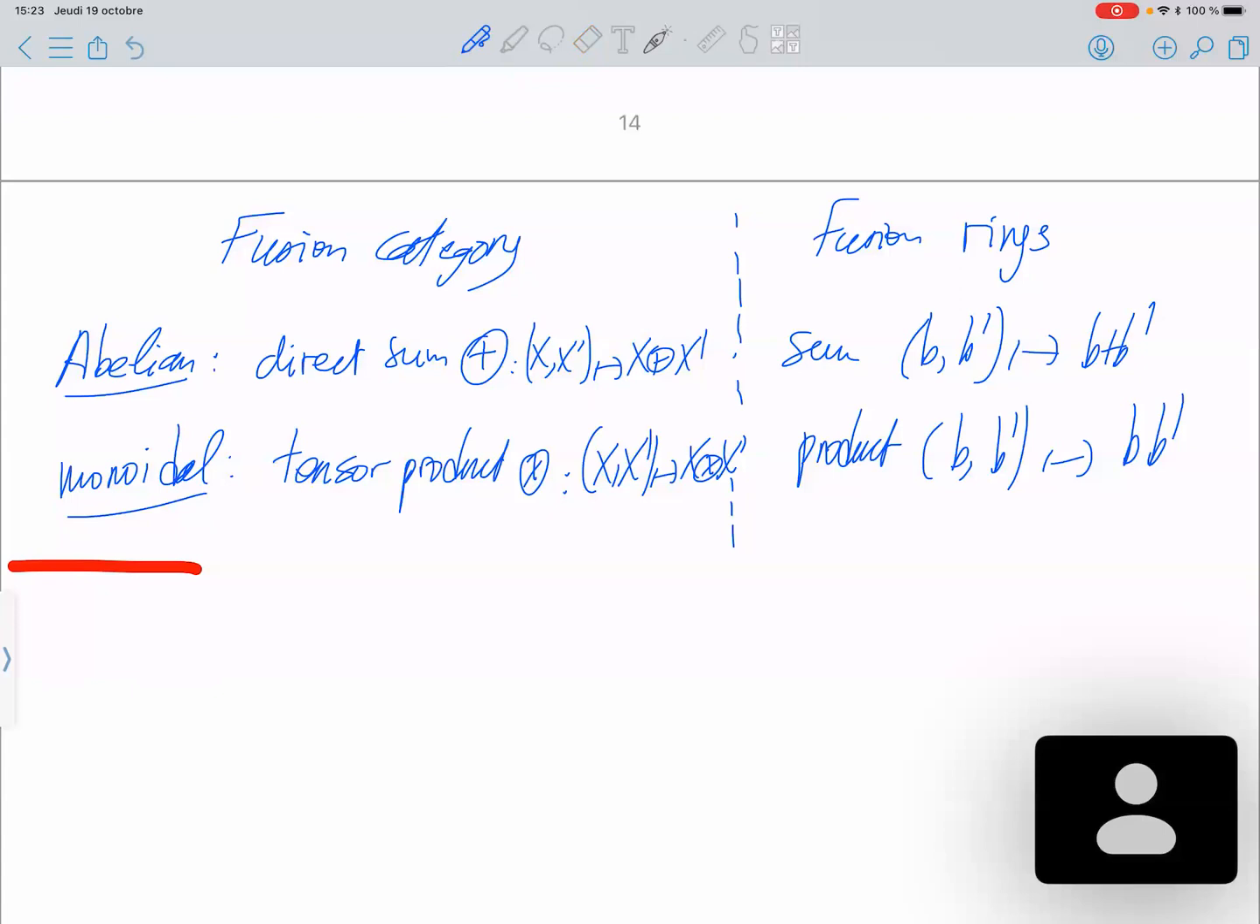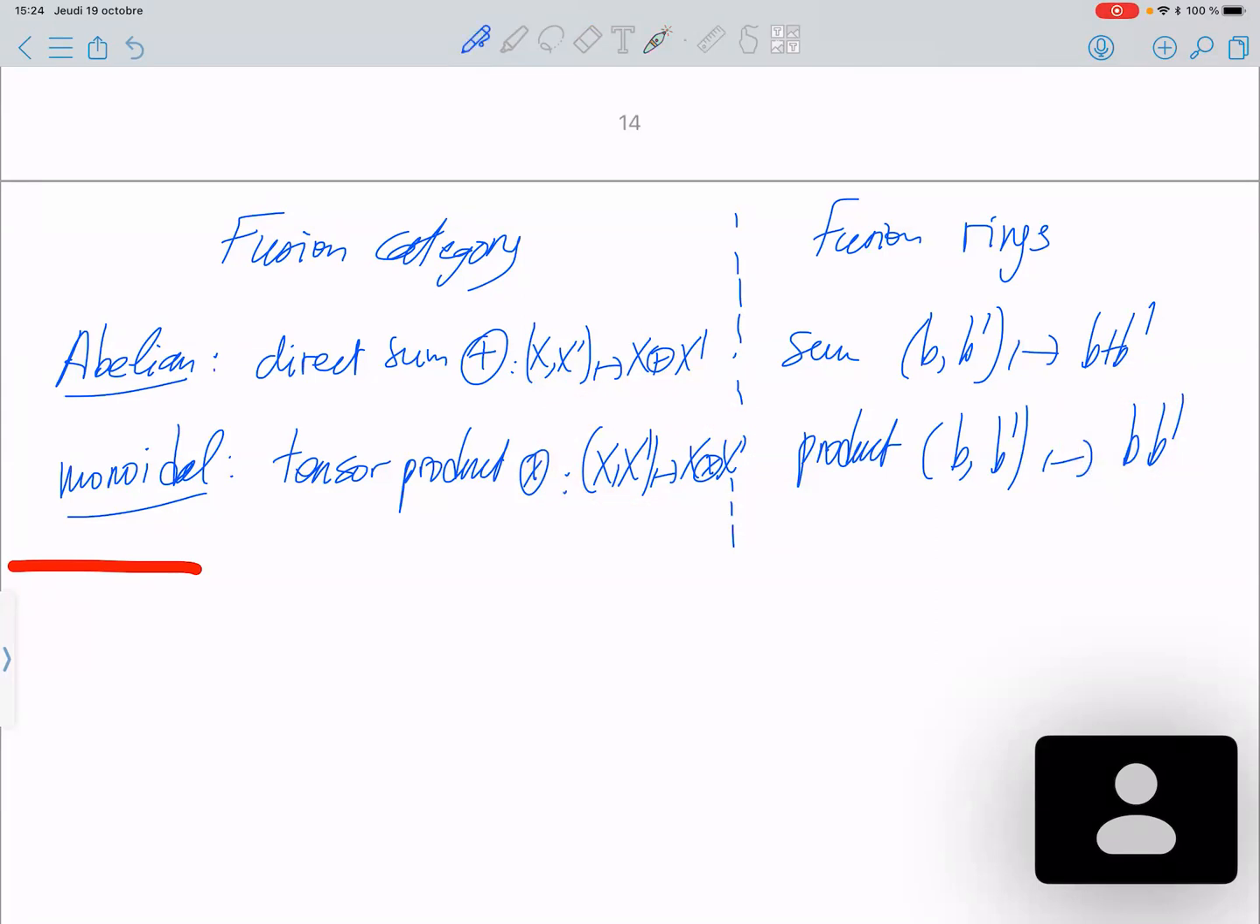So dictionary between fusion categories and fusion ring. So the fusion category is an abelian category. So you have an abelian structure. In particular, the consequence of an abelian structure is the existence of a direct sum. And here, a direct sum of two objects corresponds at the level of fusion ring to just the addition. It's a monoidal category, so you have a tensor product, which corresponds to the usual product in the fusion ring.